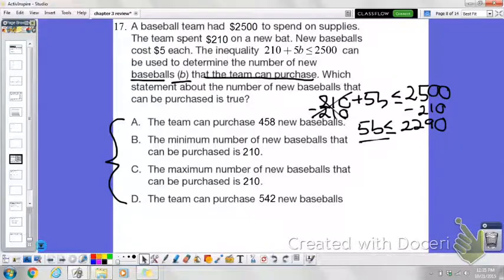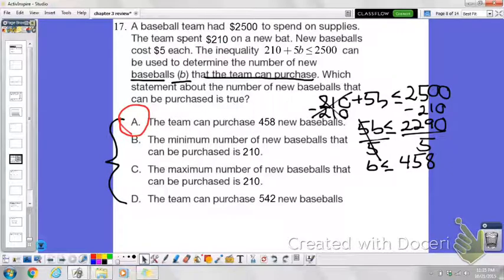Now I need to divide both sides by 5. 5's on the left cancel out, so I have b is less than or equal to 458. So let's check out our answers to see if anything matches up with we have b is less than or equal to 458. Remember, b stands for the number of new baseballs a team can purchase. A says the team can purchase 458 new baseballs. Well, we have the inequality b is less than or equal to 458. Since 458 is equal to 458, we know A will work.